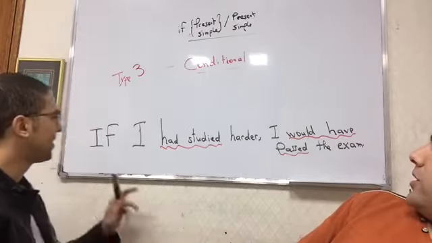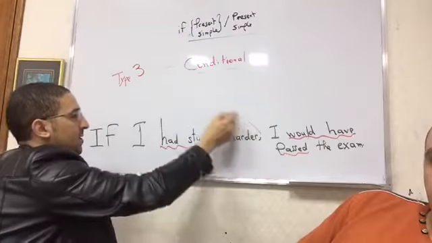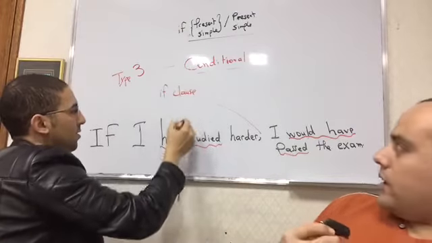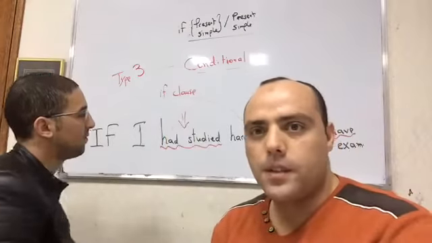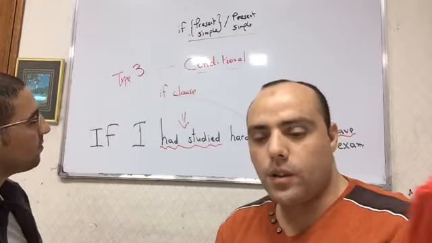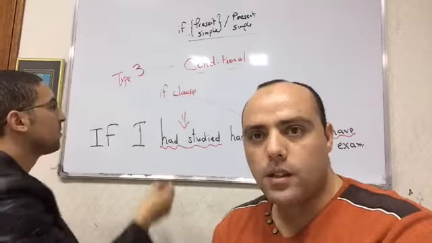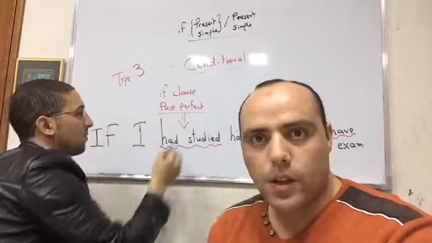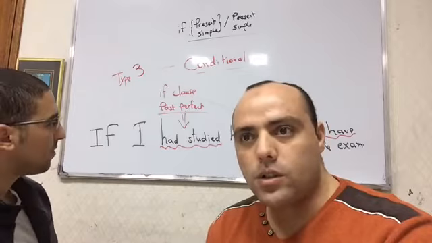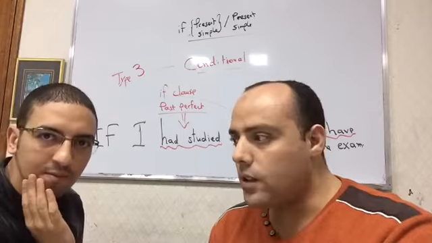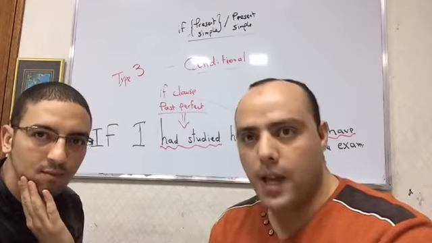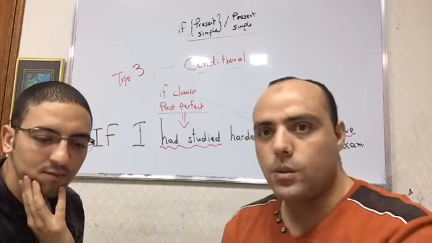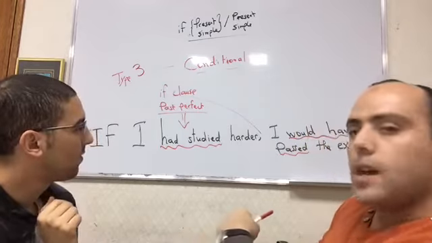If I had studied harder, I would have passed the exam. This is the if clause here. Apparently you are regretting something that you did not do in the past. You regret something that you should have done in the past but it did not happen for real, and as a result it is imaginative. It is impossible to happen because the if clause did not happen already, so the result didn't happen, and it will not happen in the future.